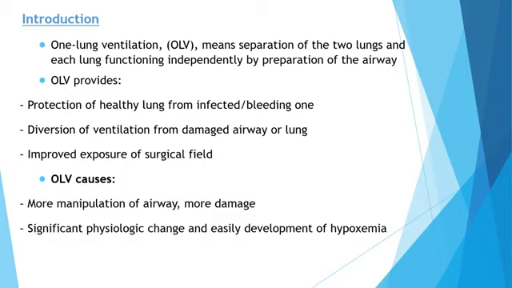One lung ventilation provides protection of the healthy lung from the infected or bleeding one. There could be a problem with the other one. So, protection of the healthy lung from the infected one, diversion of the ventilation from a damaged airway or lung, and improved exposure of the surgical field.